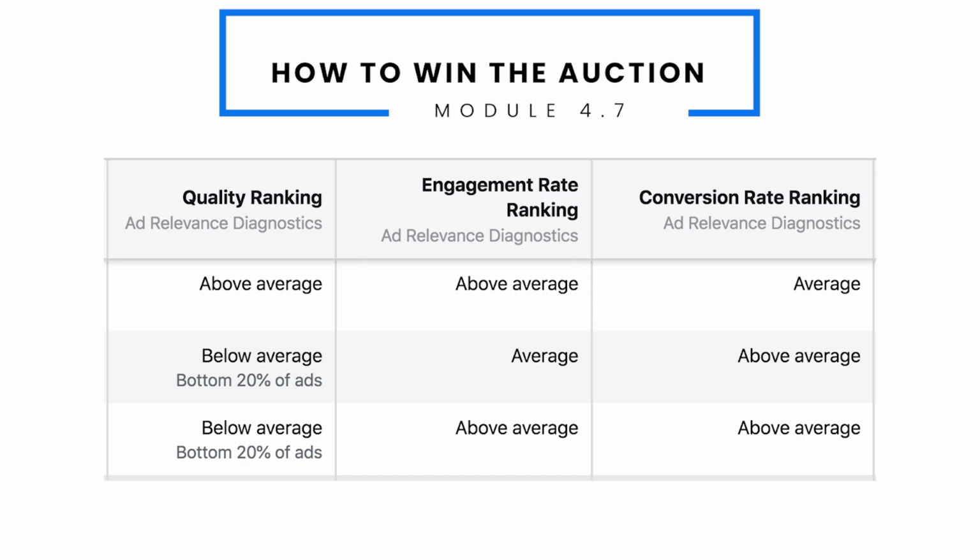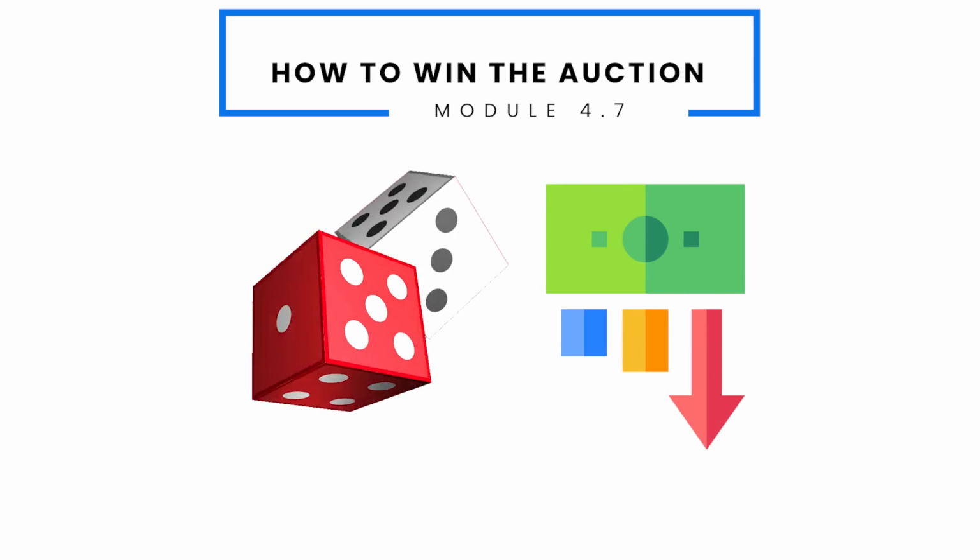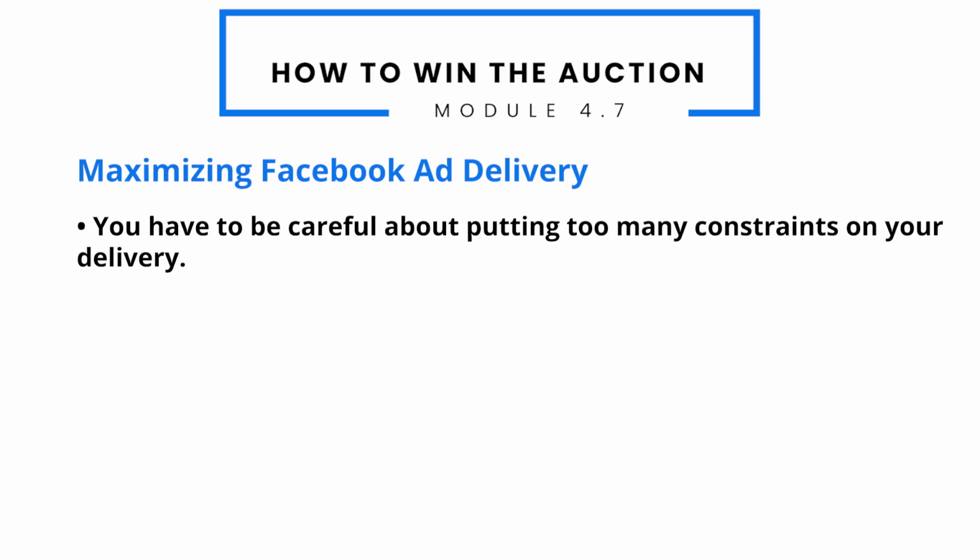Now, Facebook recently rolled out an update where you can actually see your user value, quality ranking, and your estimated conversion rate ranking. Now you can see these metrics inside of your ads manager by looking at your ads level. You can use these metrics to get a better understanding of where you stand in the auction. By having both a high quality ranking and a high conversion ranking, you maximize your chances of winning the auction at a lower cost.